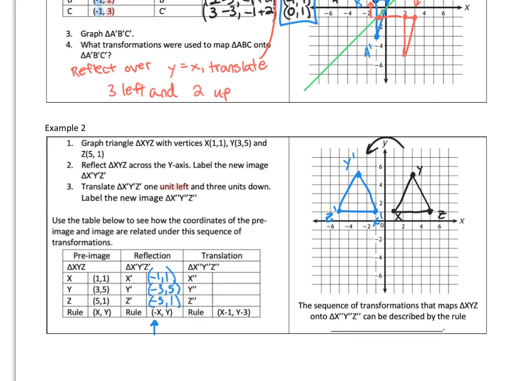Next, we want to translate 1 left and 3 down. And here's what that looks like. This is our final image, x double prime, y double prime, z double prime. So what rule could we write to go all the way from our pre-image to our final image? We're really going to be combining these two rules together. And what we end up with is -x minus 1 and then y minus 3.